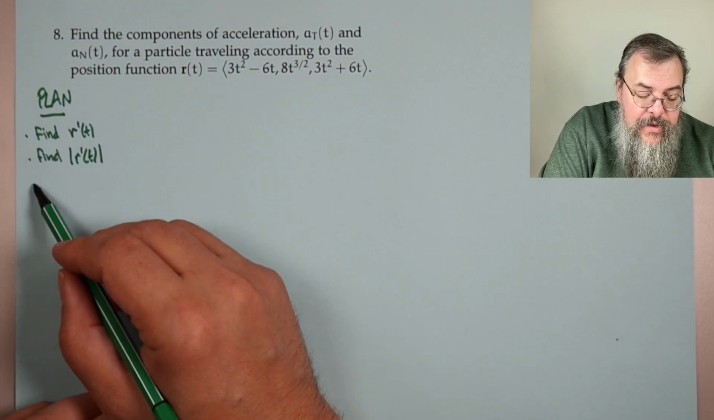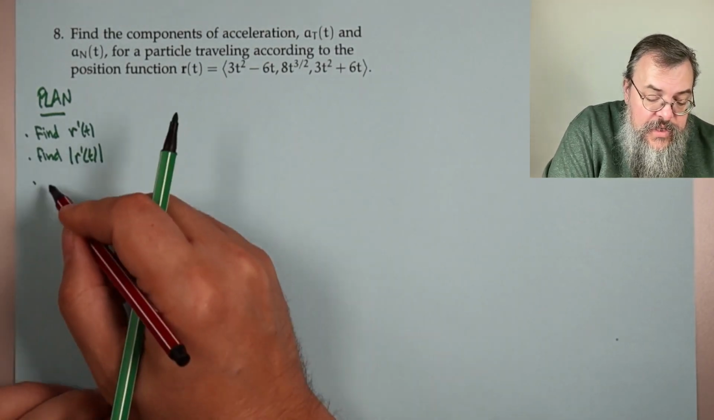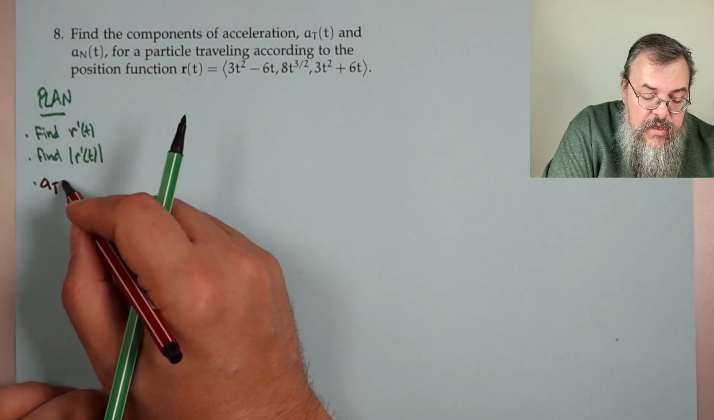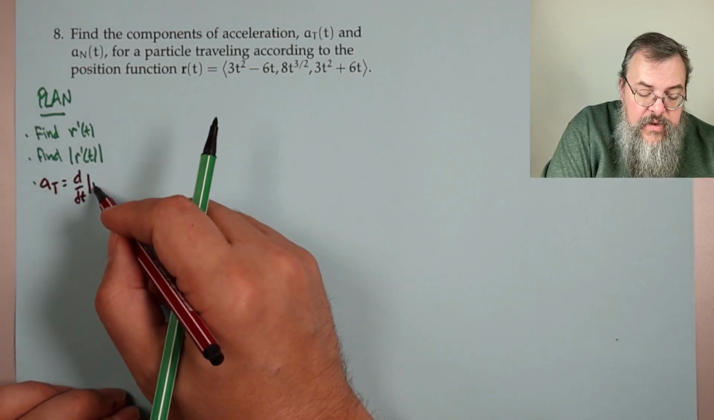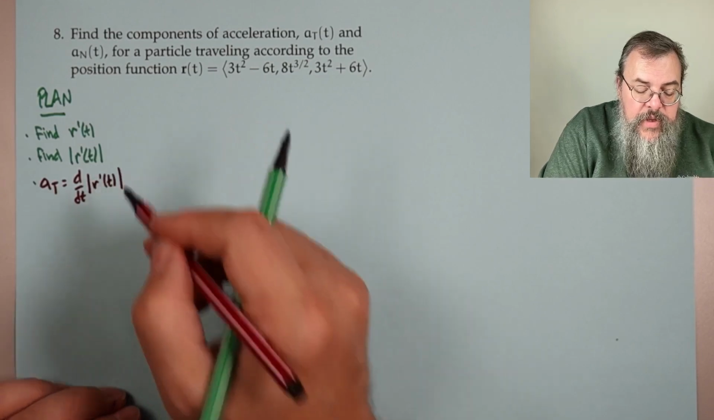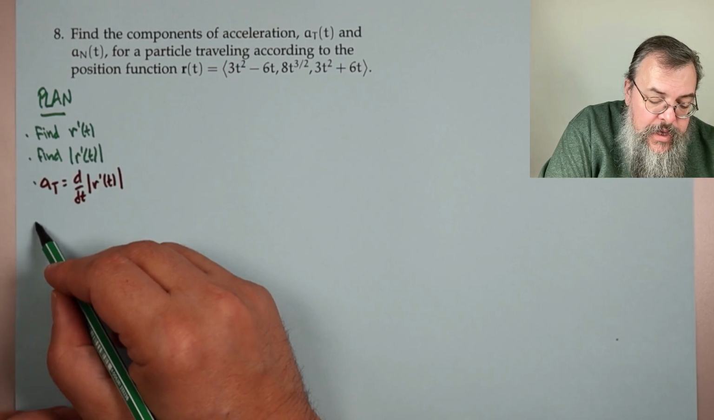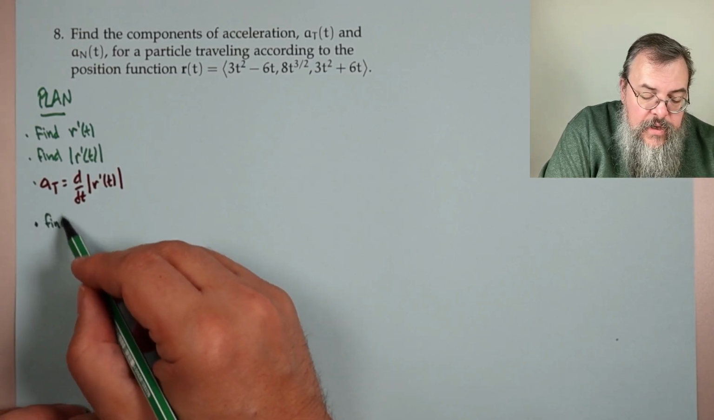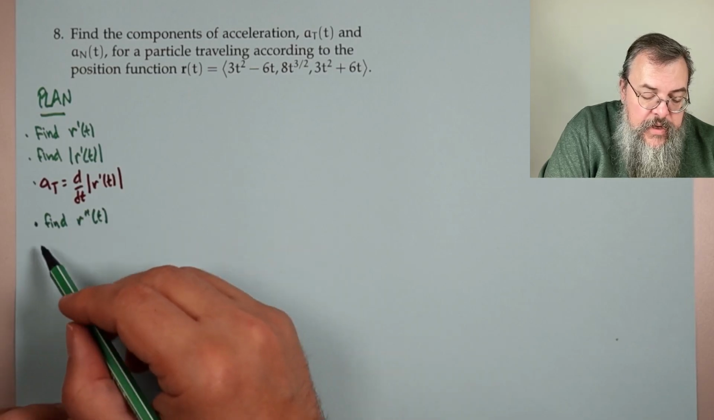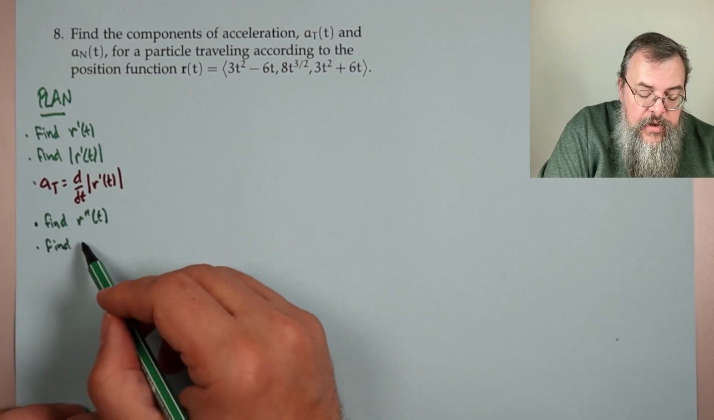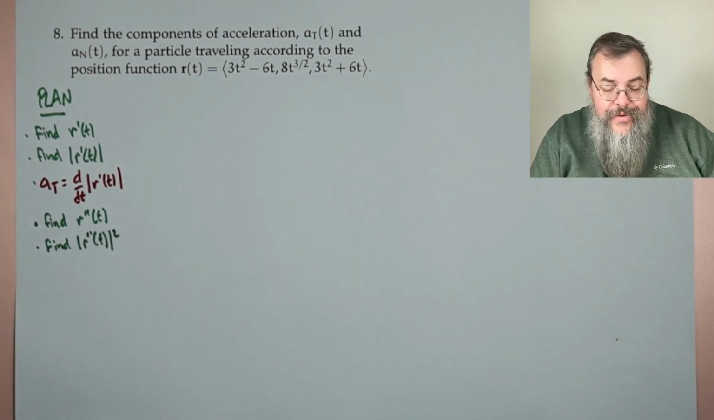And now comes the fun part where we say, aha, we're ready to find one of our answers, and that's a sub t. That's the derivative of the magnitude of r prime of t. Okay, now we're not done. We have to find r double prime of t, and we have to find the magnitude of r double prime of t squared. Good news is it's the squared.